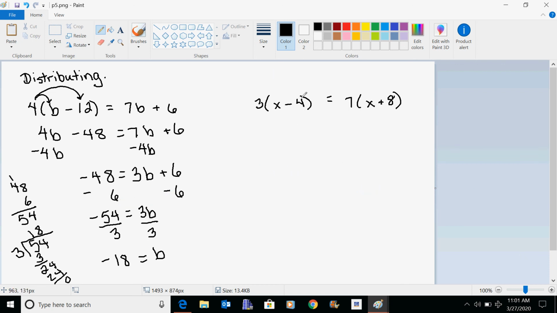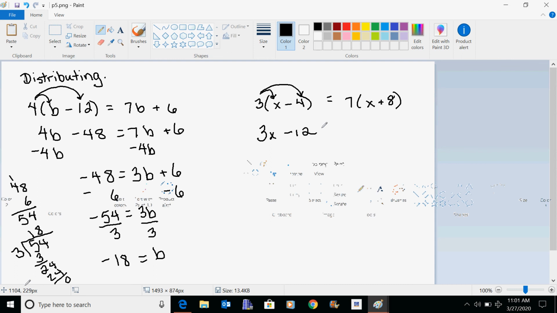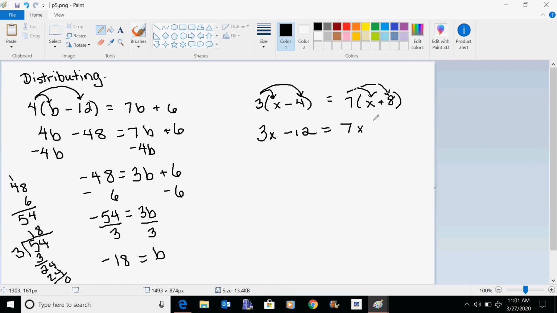Now this one has distributing on both sides, so you have to distribute on both sides before you can really do this problem. 3x minus 12. 7x plus 56. Then we will take away 3x from both sides. Minus 12, 4x plus 56.